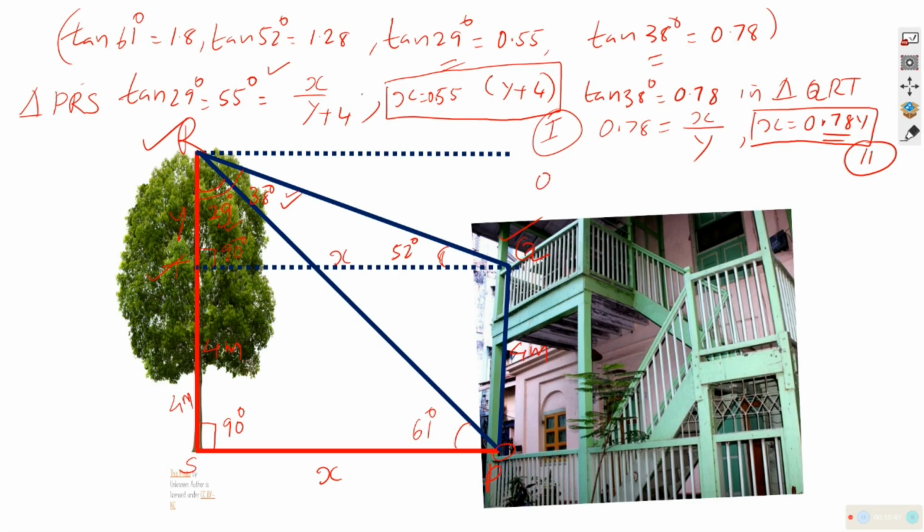That means 0.55 into y plus 4 is equal to 0.78y. We need y only. From this we can create an answer for y. We know how we do that. We know that this is equal to 0.55y plus this is equal to 220.